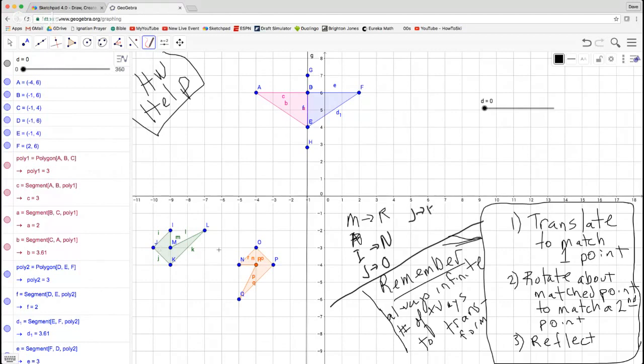J goes to K. Whoops, screwed up again. So M, I, J, K. And R, N, O, P. K goes to P. And now we're at P and we're at K. So K goes over here to L, and that's this long side, L. And so that's got to be the same as Q. And then Q goes back to R.